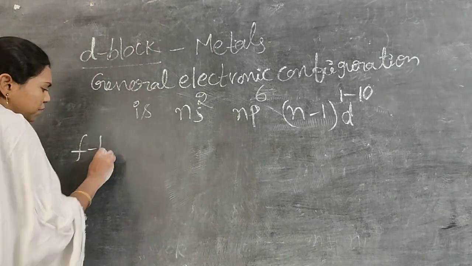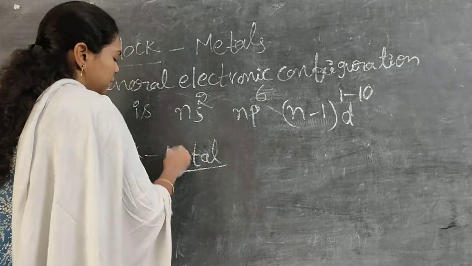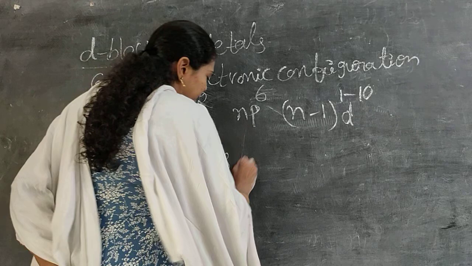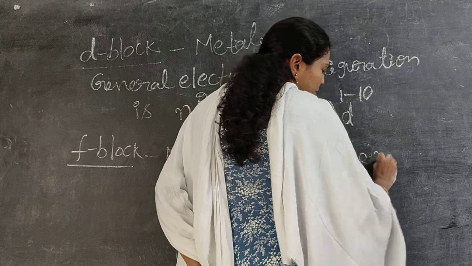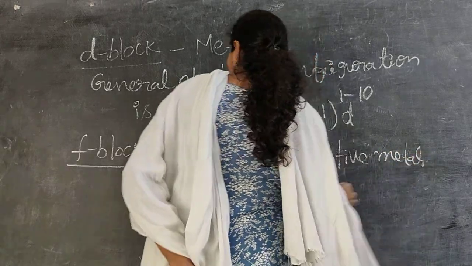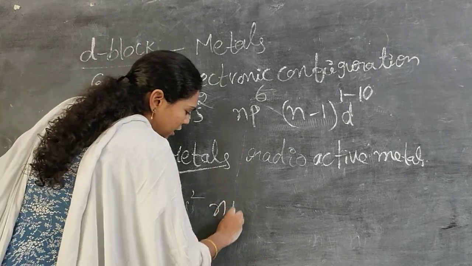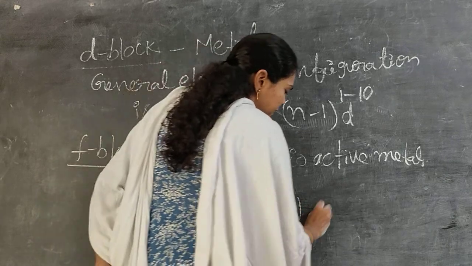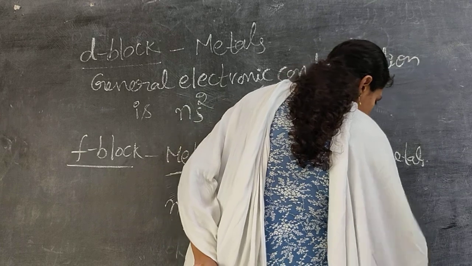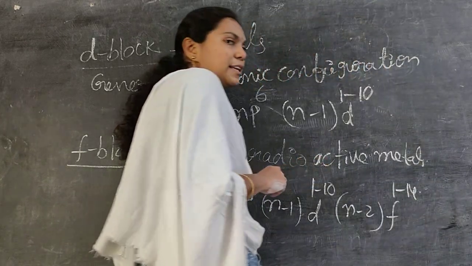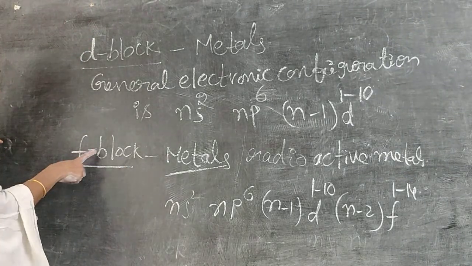F block also contains metals only. All are metals which have the radioactive property. Radioactive metals. Ns2 Np6 (n-1)d1 to 10 and (n-2)f1 to 14. This is the general electronic configuration of the F block elements.